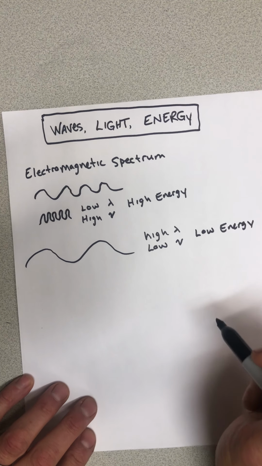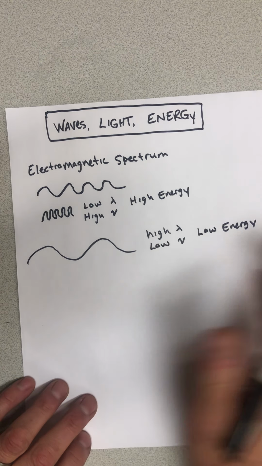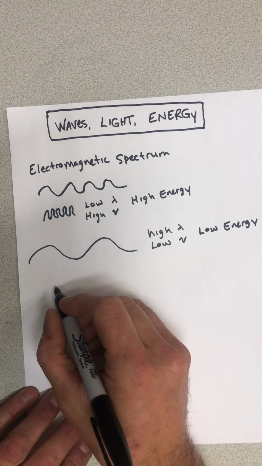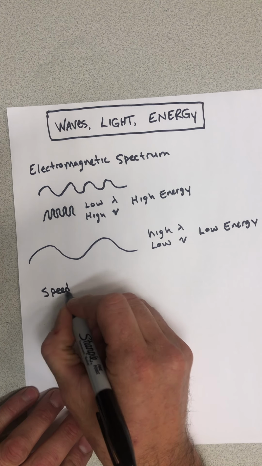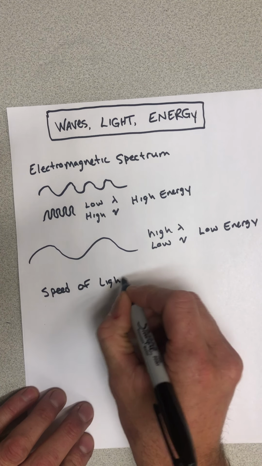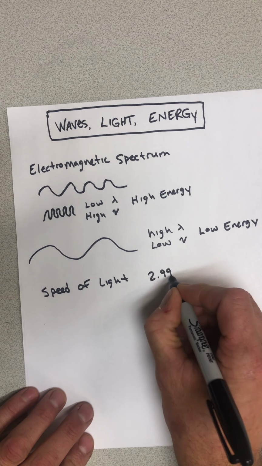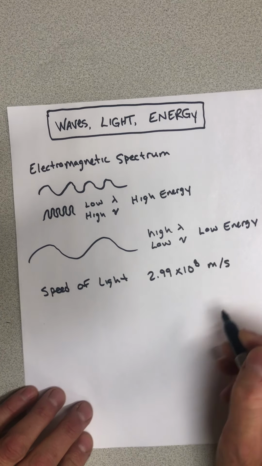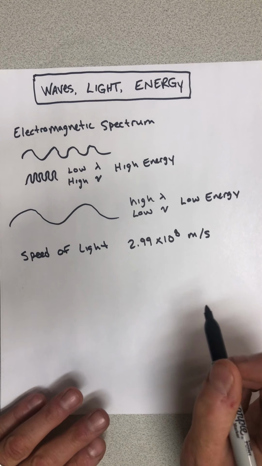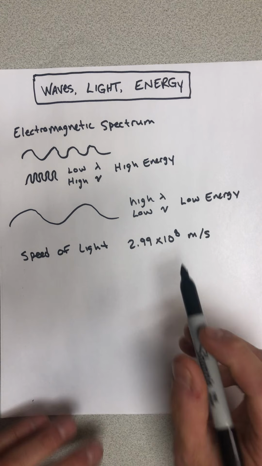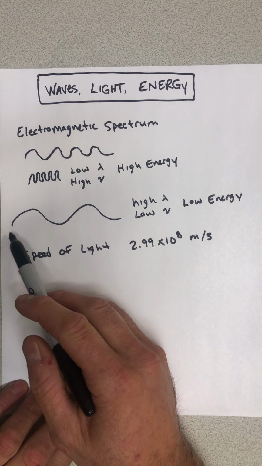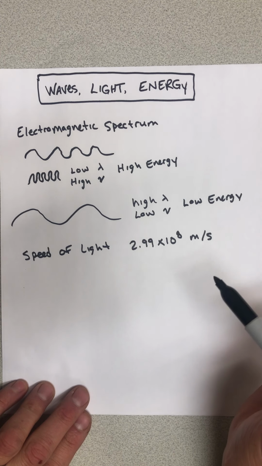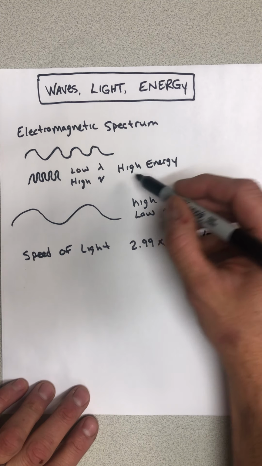But the thing that's the same about them is that all waves from the electromagnetic spectrum move at the speed of light, okay? And that speed of light is 2.99 times 10 to the 8th meters per second. And that is really, really cooking. That's a very, very fast speed. So whether the wave is a high wavelength or low wavelength wave, they all move at the same speed. And that kind of explains the energy.